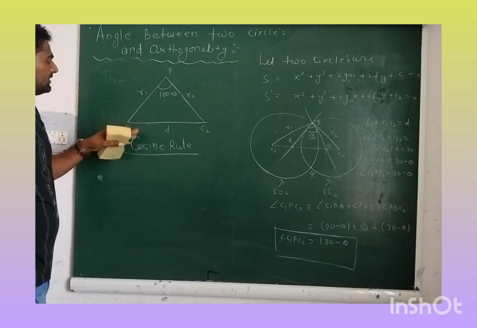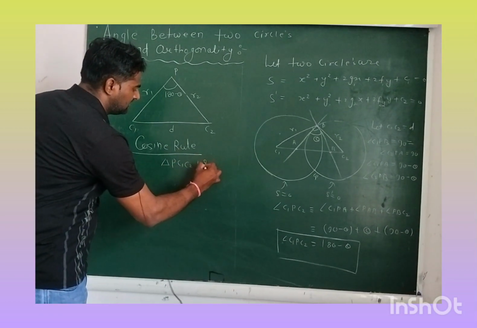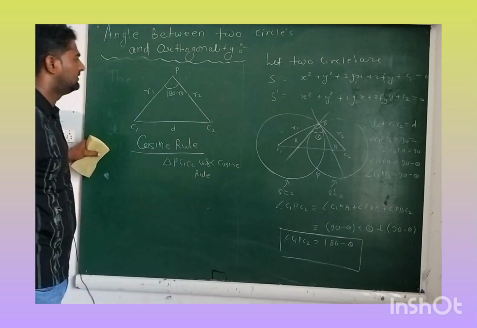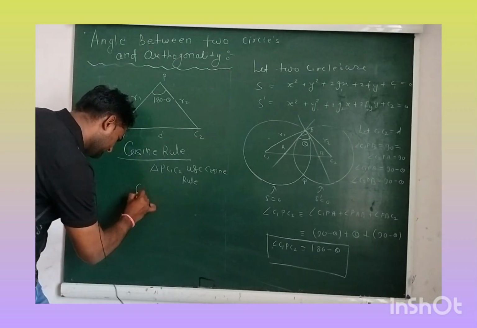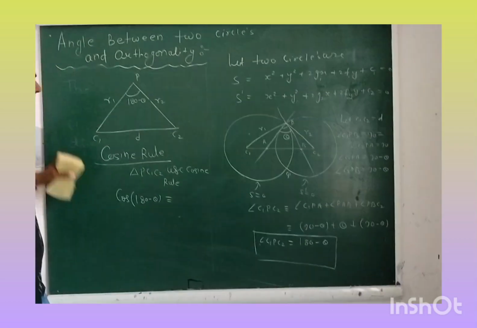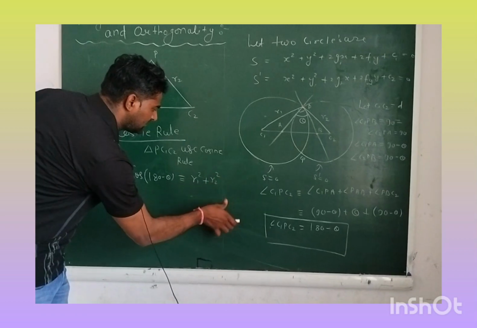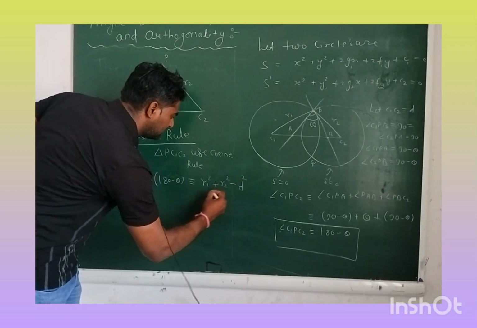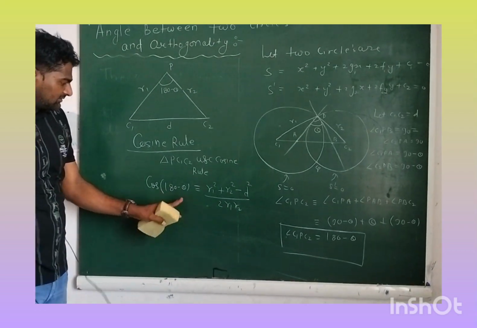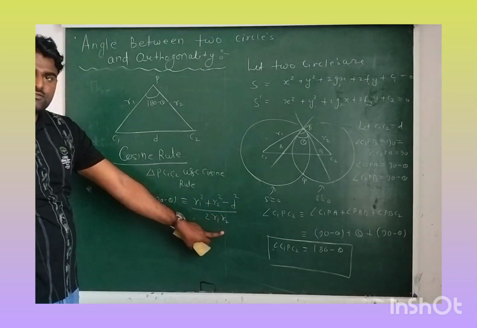We study the cosine rule. So in triangle P C1 C2, use the cosine rule. So what is the cosine rule? Here we write cos(180 minus theta) is equal to (R1 square plus R2 square minus D square) divided by 2 R1 R2. So in the cosine rule, 180 minus theta equals (R1 square plus R2 square minus D square) by 2 R1 R2.